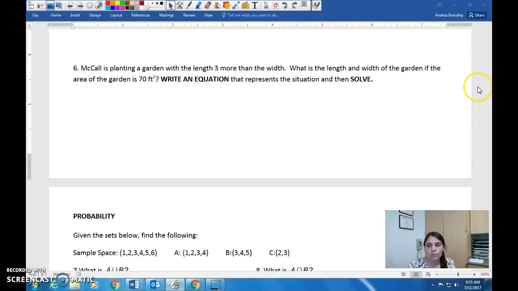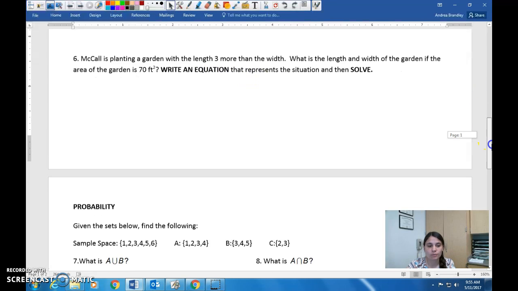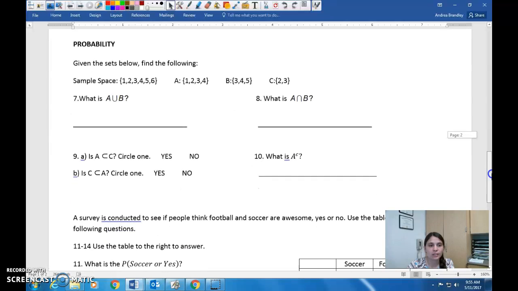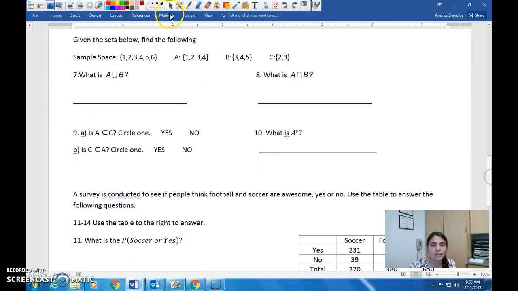So now we're going to move on. That was our very first unit from the trimester. We're going to move on to probability. So we've been given some sets, and now it wants us to find some various things in regards to them.